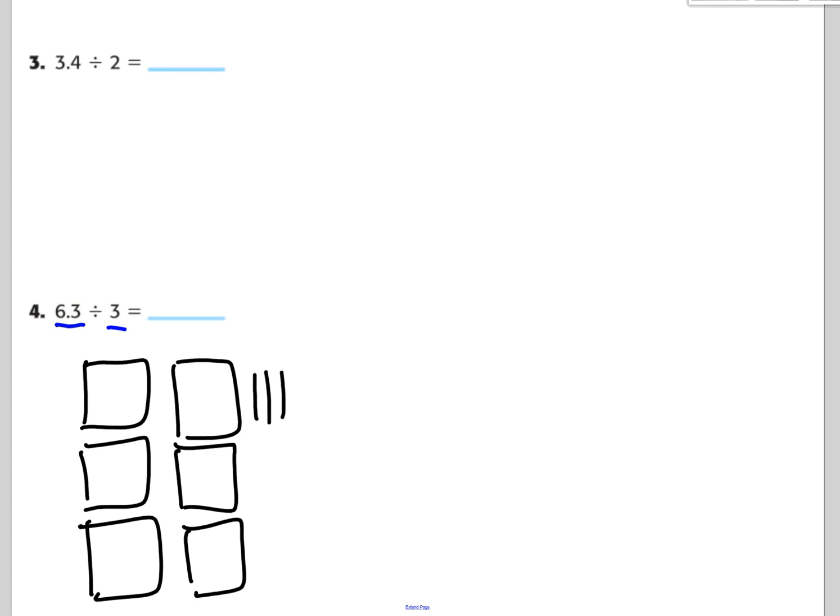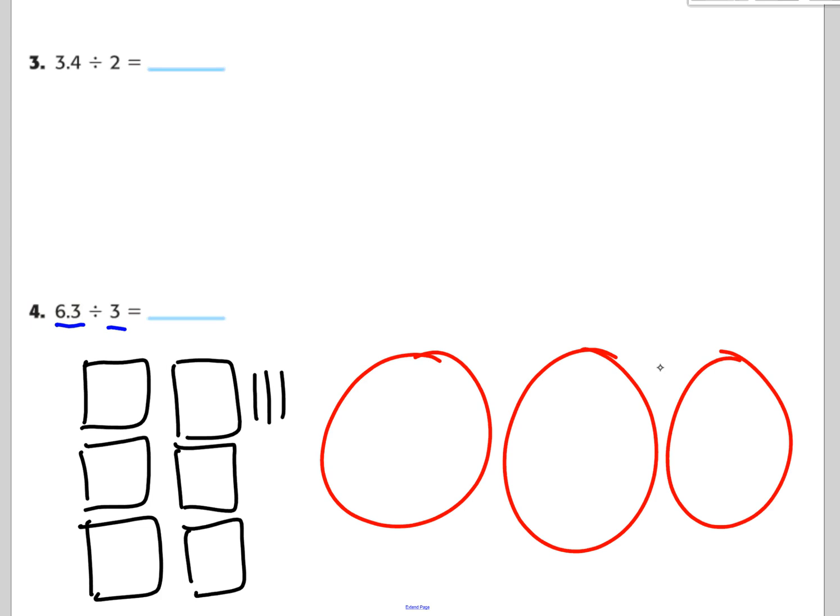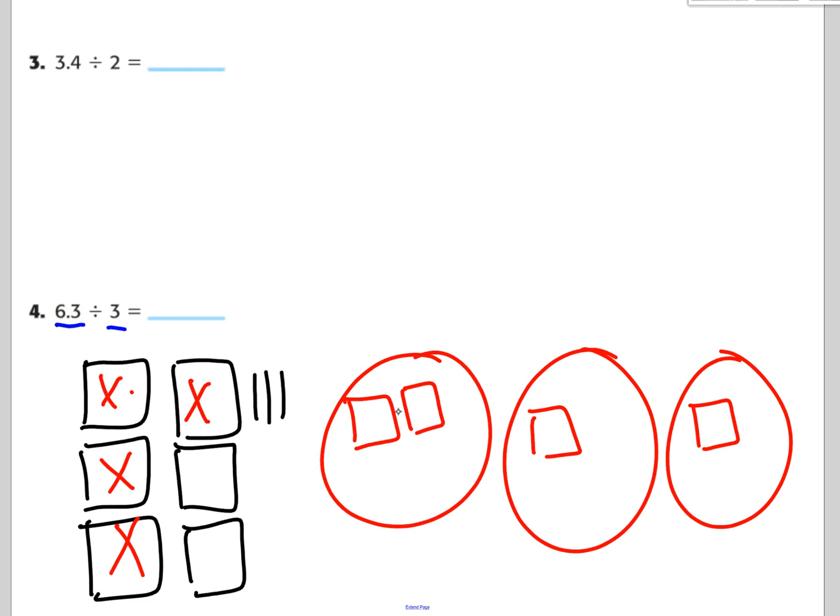Now, I know what I need to do is to make 3 groups. So what I'm going to do, I'm going to take this first block, put it in the first, take the second one, put it in the second one, and take the third one and put it in the third group. Then I'm going to take this one, put it in the first one, this one, put it in the second one, and this one, put it in the third one. Now I have 1, I have 2, and I have 3. So 6 3/10 divided by 3 is 2 1/10.